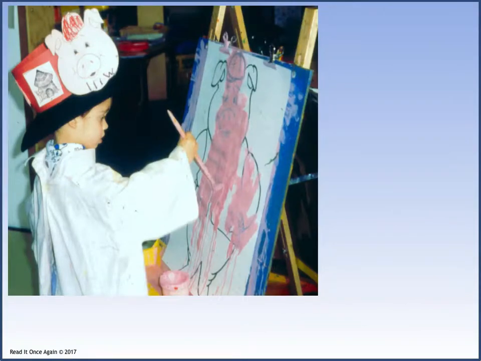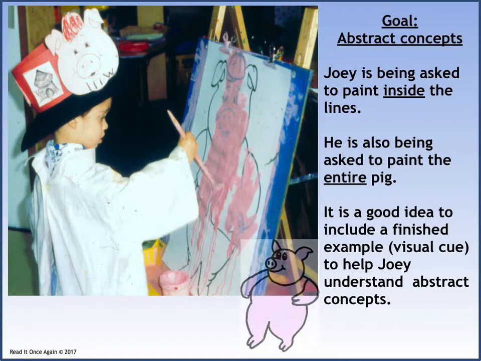As you can see, Joey has improved motor skills, and he has progressed to focusing on using his fine motor skills with his fingers controlling the brush to paint with accuracy. We have additional abstract goals for Joey. He's being asked to paint inside the lines, and he's been instructed to paint the entire pig. Joey will benefit from a finished painted pig as a visual cue to help him understand the concept of inside the lines and the entire pig.